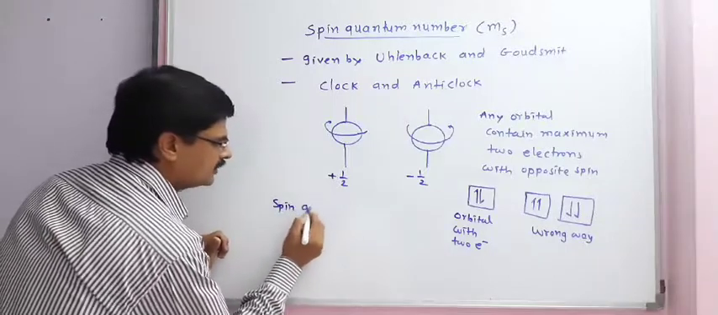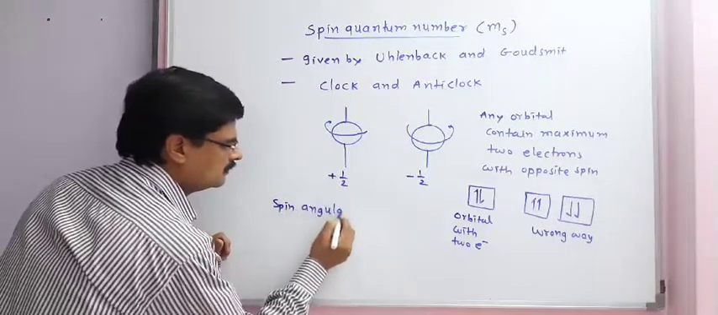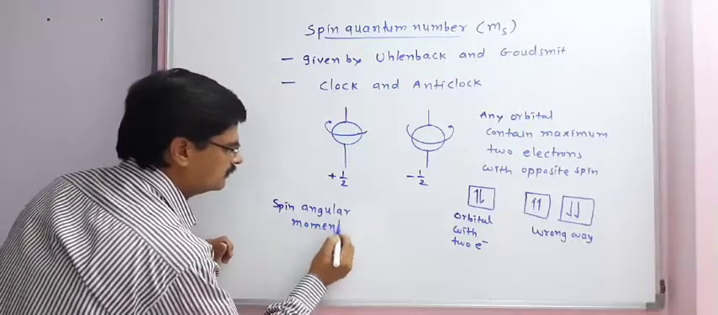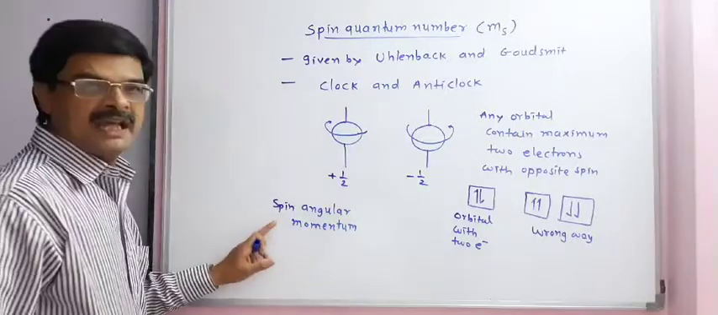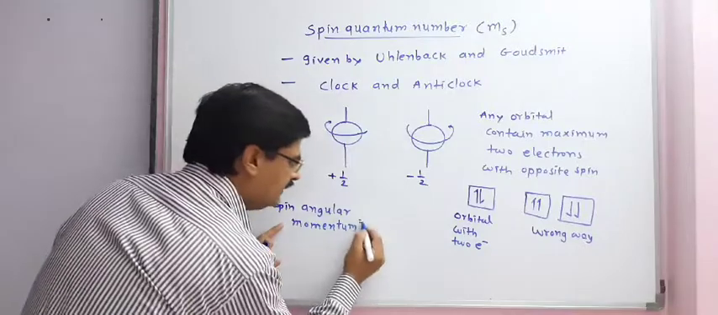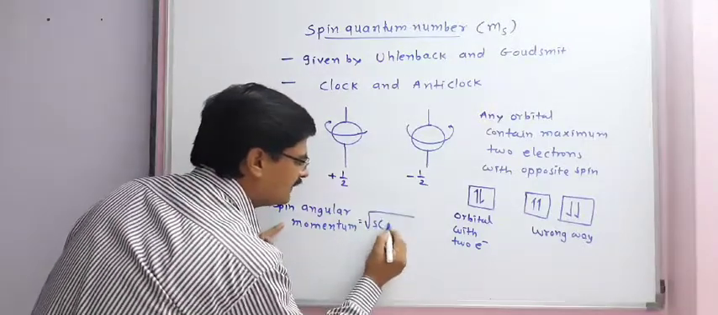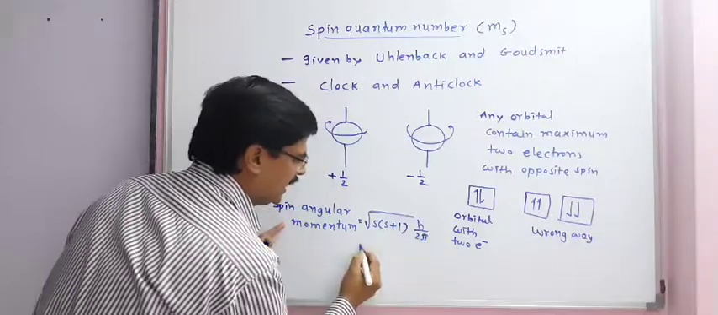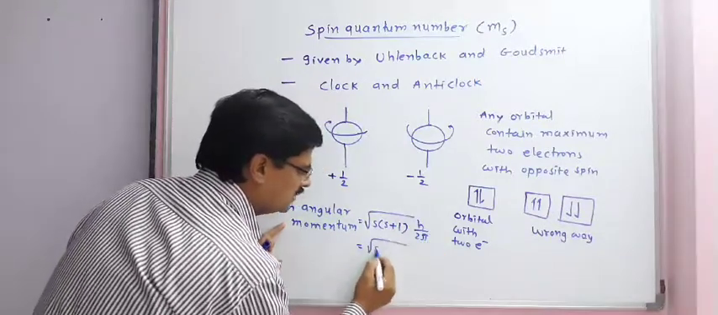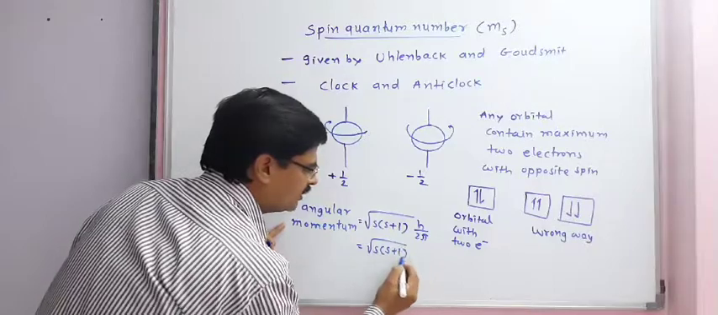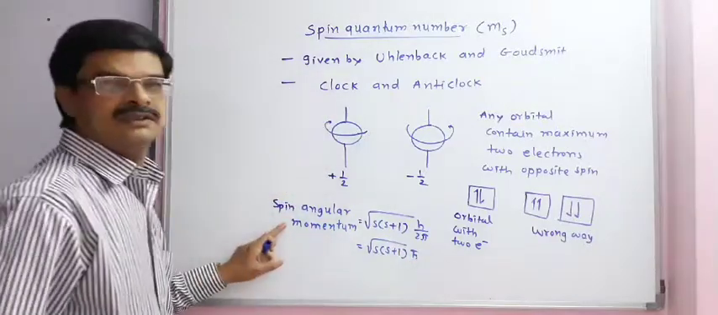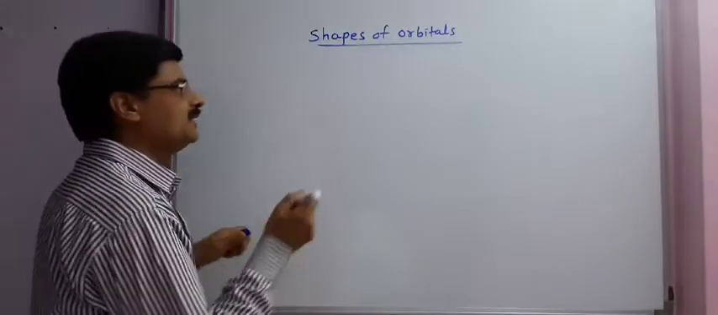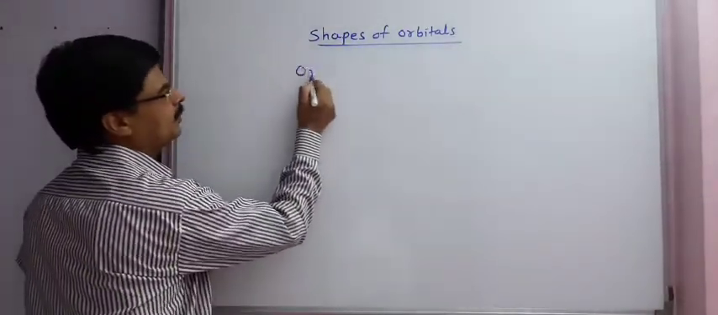Now, spin angular momentum is given by the formula √(s(s+1)) h upon 2 pi, or √(s(s+1)) h bar. We will understand shapes of orbitals. First we understand the definition of orbital.